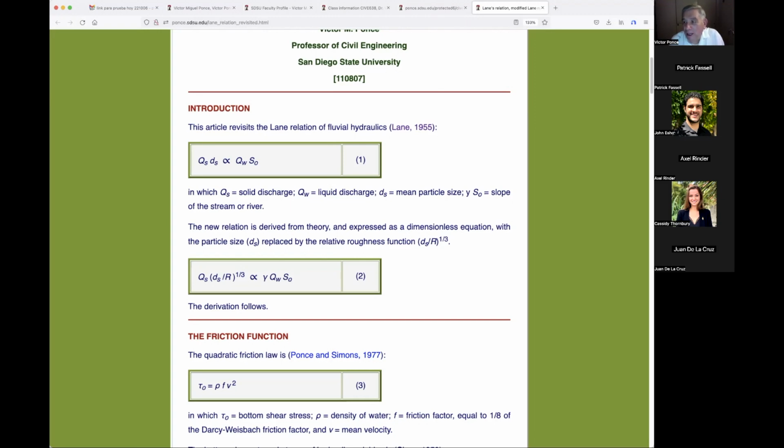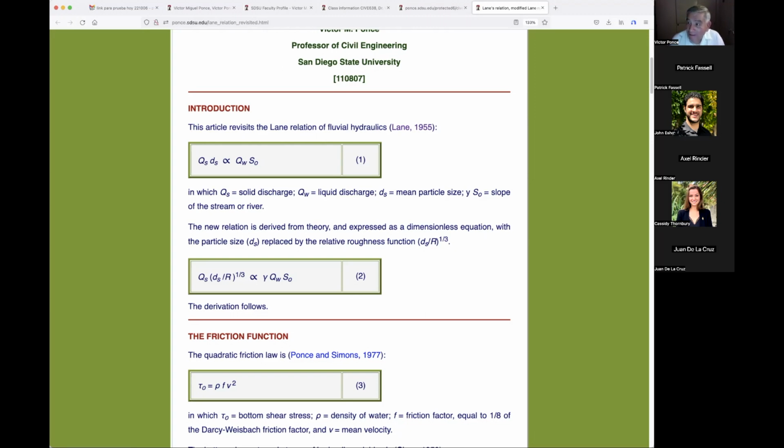I am putting the Lane relation in terms of dimensionless terms, which we have done for 30 years. So it was not too difficult for us to do this, with the particle size replaced by the relative roughness function, D sub S over R, the relative roughness function, R to the 1/3. Why is the 1/3 in there? That's kind of odd. The 1/3 is there because of Manning. We got to blame Manning for this. Manning put the 1/3 in there.